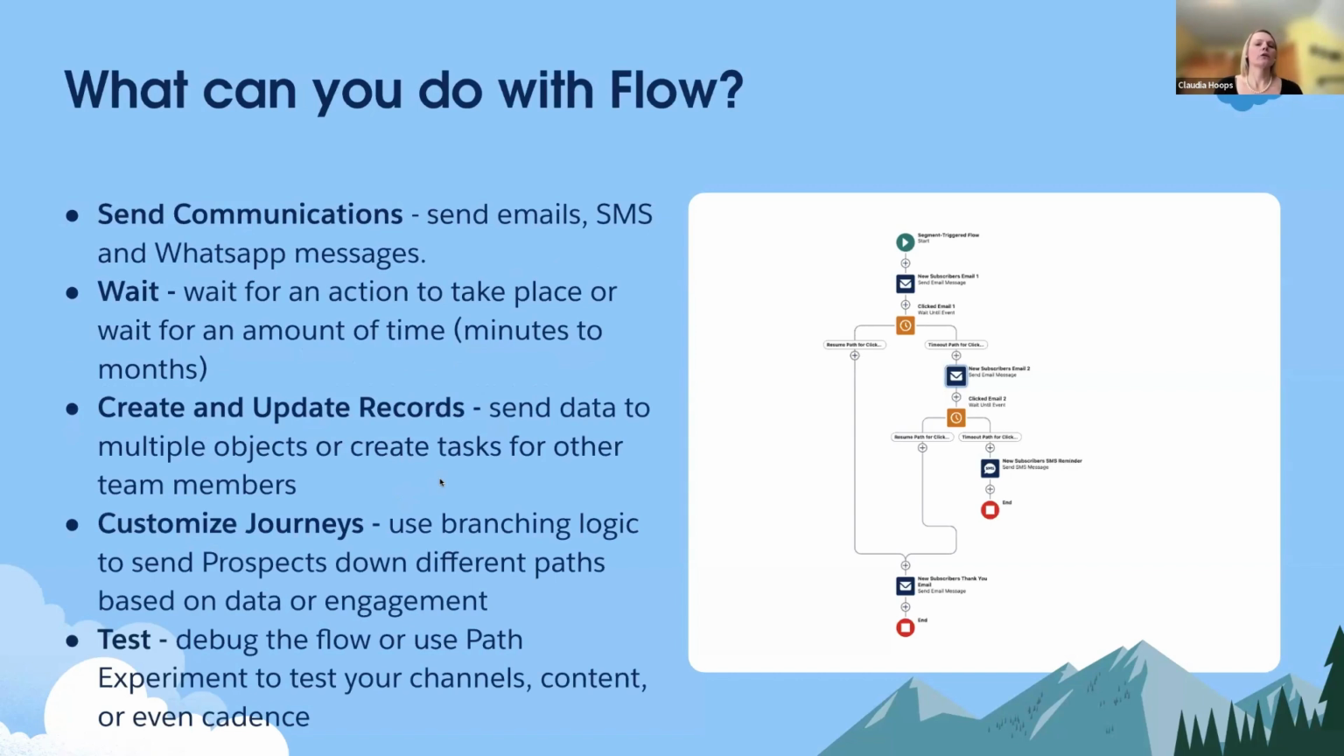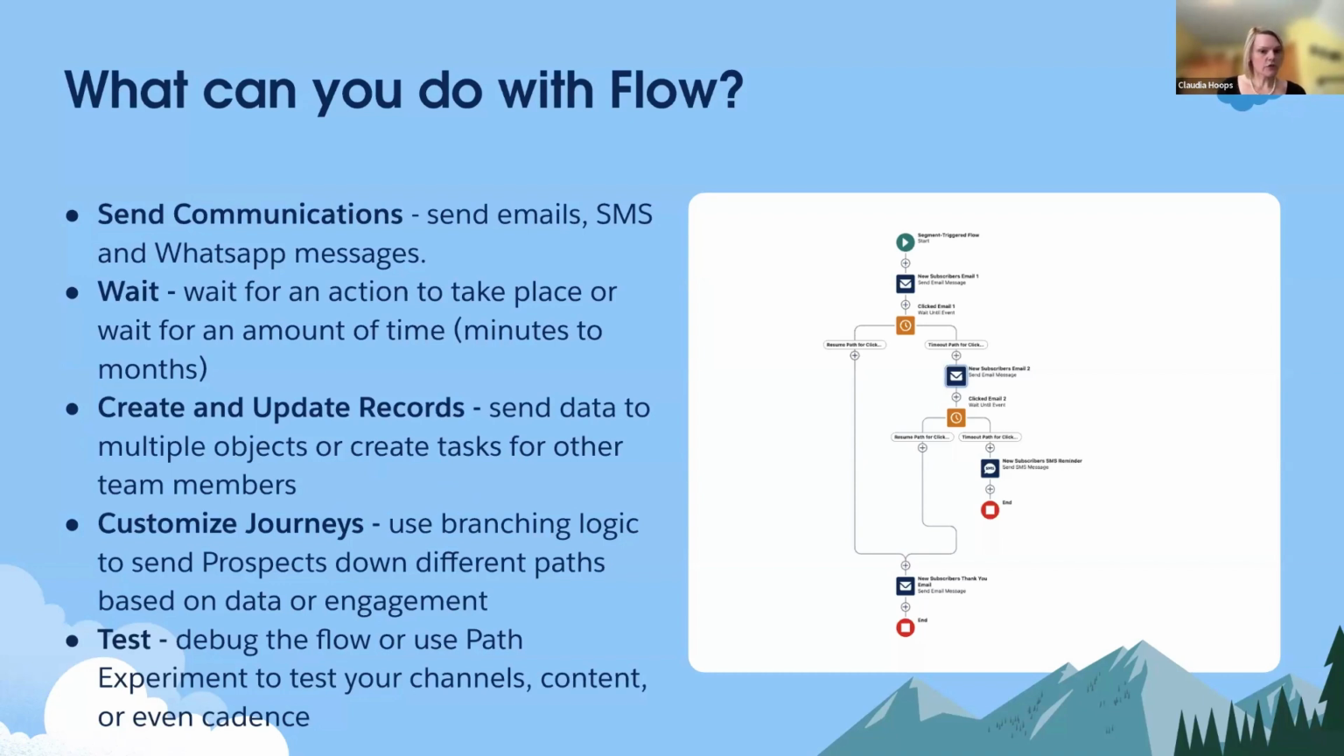So what can we do? We can send communications like emails, SMS, or WhatsApp messages, depending on what you have enabled or what features you've bought for Marketing Cloud Growth. We can add wait steps for actions to take place, like if an email was clicked, a form was submitted, or a specific amount of time, from minutes to months, which is exciting and wasn't always possible, specifically for Account Engagement users. We can create and update records. So we can create or update any kind of object inside Salesforce that we'd like. We're no longer limited there, specifically for previous Account Engagement users.